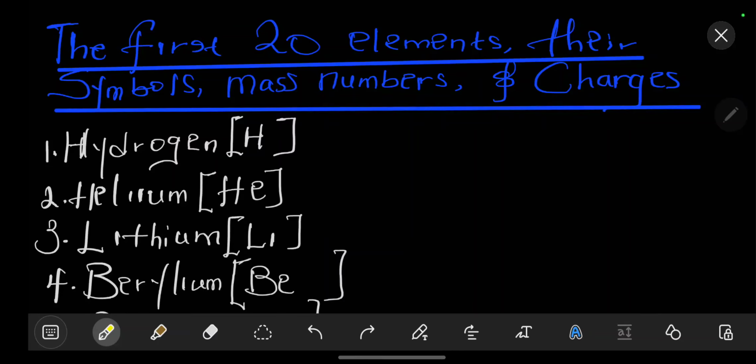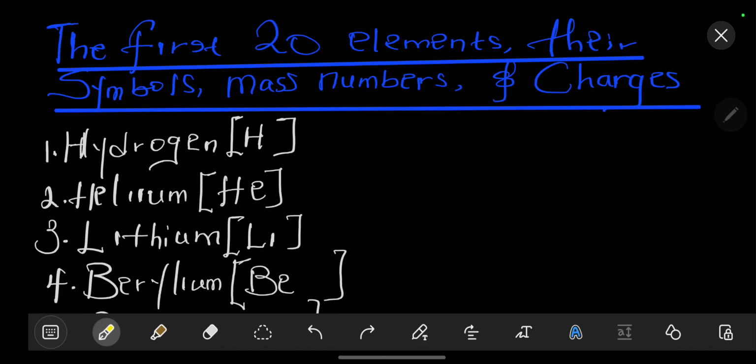Alright guys, so in this video we will discuss something very important. We're going to talk about the first 20 elements. We'll talk about their symbols, their mass numbers, then their charges.